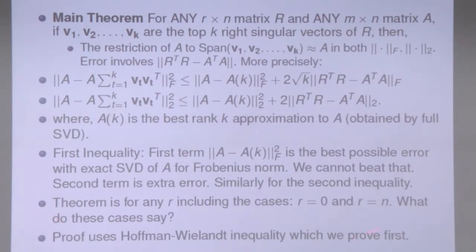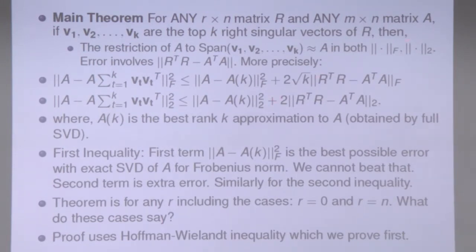The proof will use the Hoffman-Wielandt inequality, which I'll prove first. I'm going to spend a little bit of time proving that. There are many proofs of that, and this I think is one of the simplest. We'll have to do a little bit of combinatorics here, but we'll prove that, and then I'll go back to proving this.